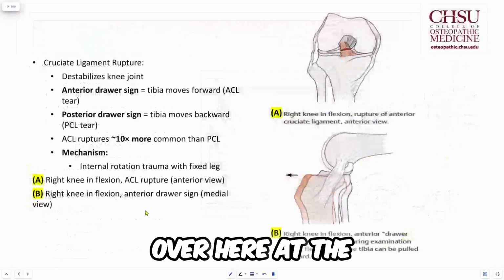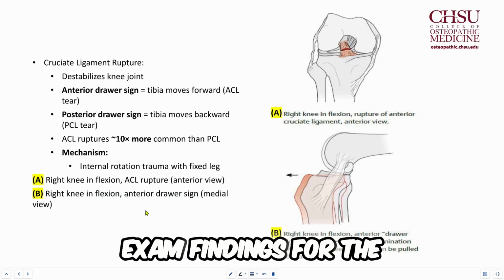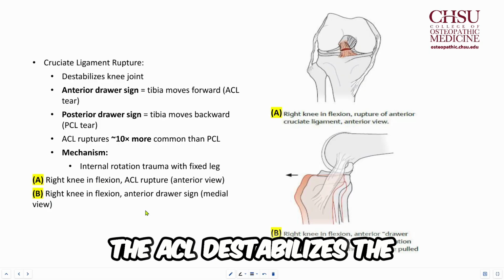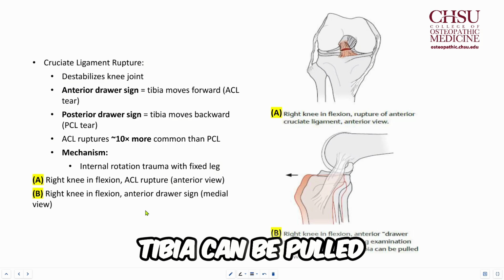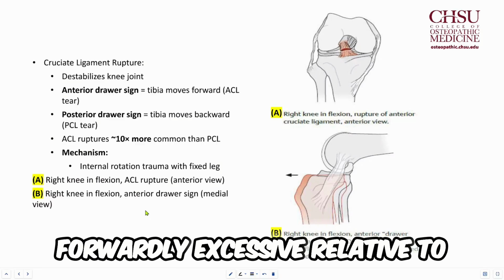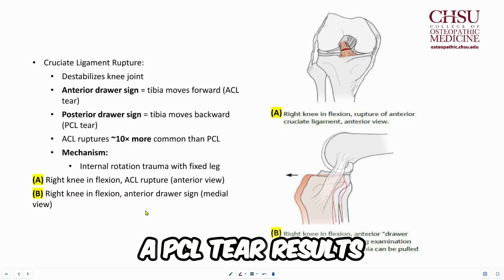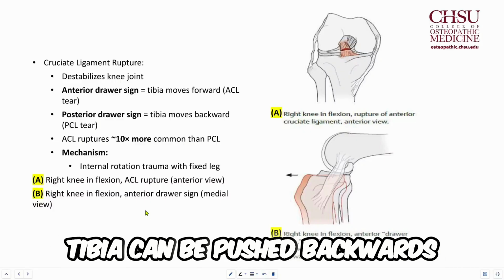Let's take a look over here at the cruciate ligament rupture. So this slide focuses on the key physical exam findings for the cruciate tears. The clinical exam for the ACL tear is when the rupture of the ACL destabilizes the knee and results in a positive anterior drawer test. This is where the tibia can be pulled forward excessively relative to the femur. The clinical exam for the PCL tear will be the opposite. A PCL tear results in a positive posterior drawer sign where the tibia can be pushed backward.